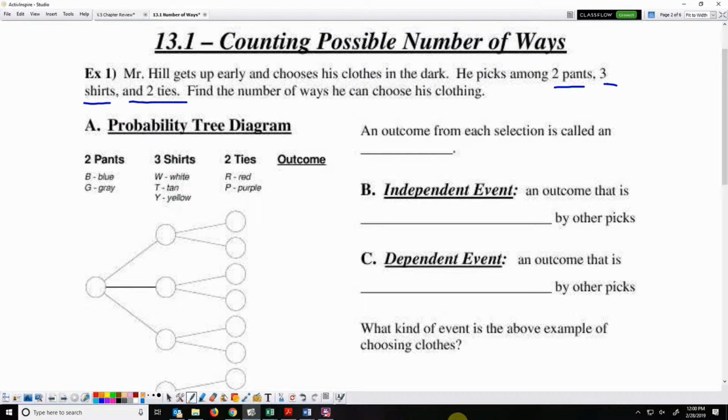So Mr. Hill has a pair of blue pants. With those blue pants, he could put on a white shirt, or a tan shirt, or a yellow shirt. And with his blue pants and white shirt, he could put on a red or purple tie. And with the blue pants and tan shirt, he could put on a red or purple tie. And blue and yellow could go with a red or purple tie.